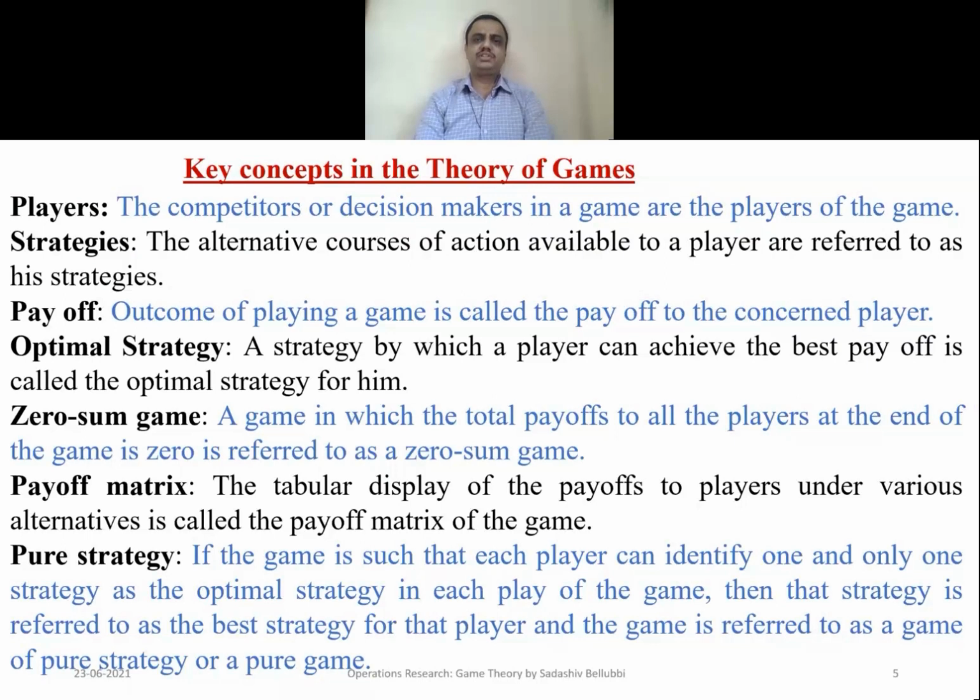Players, the competitors or the decision makers in a game, are the players of the game. So decision makers or competitors will be called players. Then what do you mean by strategy? The alternative courses of action available to a player are referred to as his strategies. So strategy means, for example, if you want to score good marks in the main exam, then first we need to prepare the notes. Second, we need to study every day.